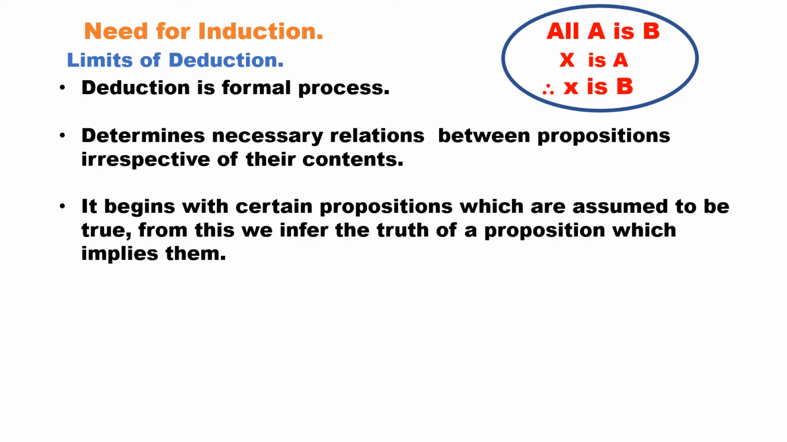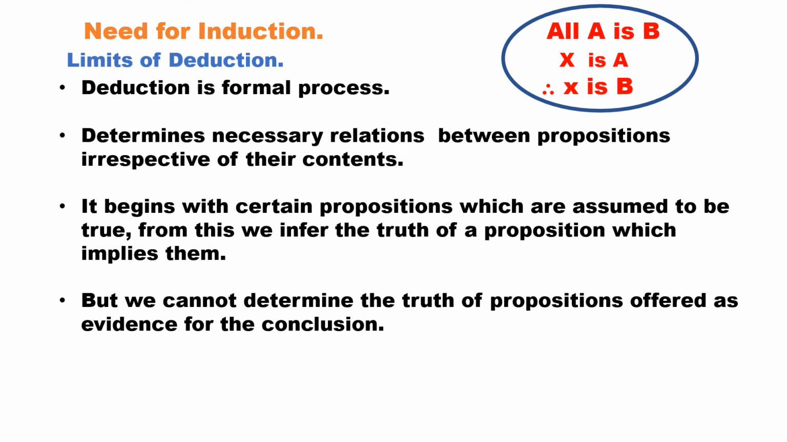Now next, it begins with certain propositions which are assumed to be true. From this we infer the truth of the proposition which they imply. Means what? Here the premises are assumed to be true. So from this we infer that the conclusion is also true, because the relation between the premises and the conclusion is of implication in a valid deductive argument.